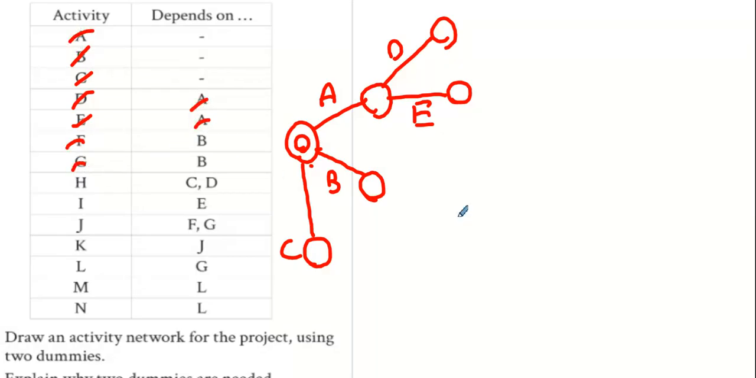F and G. Okay. Your F and your G. Okay. H. Anything depend on C? Ah, look at that. That's not fun. H needs C and D, doesn't it?